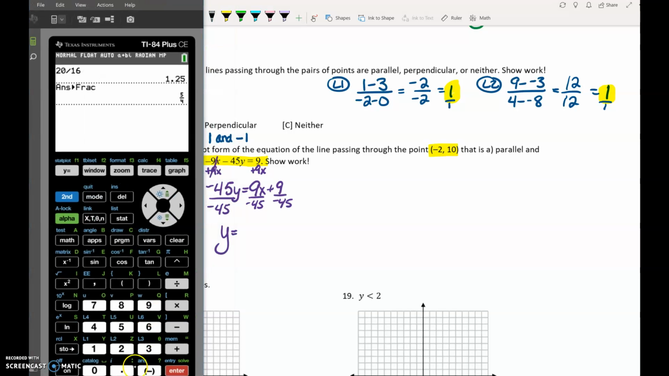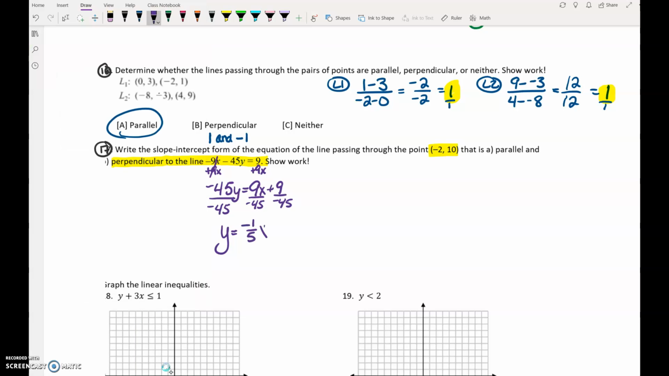what is that? 9 divided by negative 45. Change that back to a fraction, negative 1/5. And I don't care what that is. I really just care about the slope. So my slope is negative 1/5. The perpendicular slope, since that's negative, the perpendicular slope would be positive, and the reciprocal of 1/5 is 5. So our m is going to be 5, and our point is negative 2, 10.